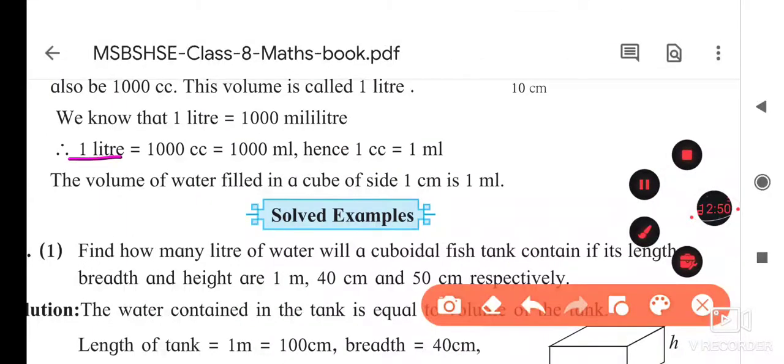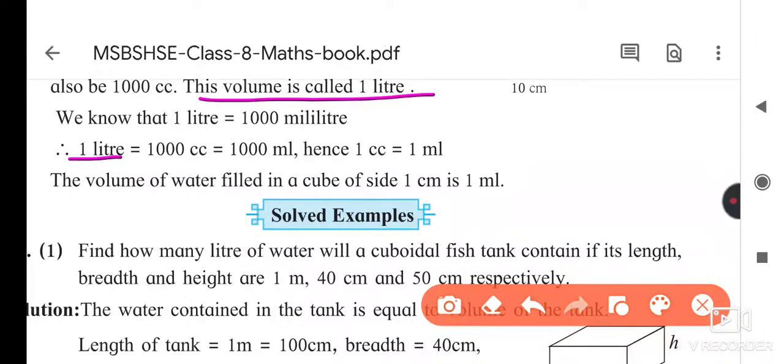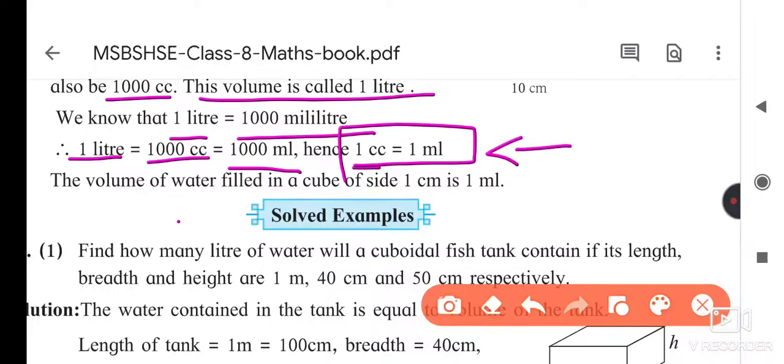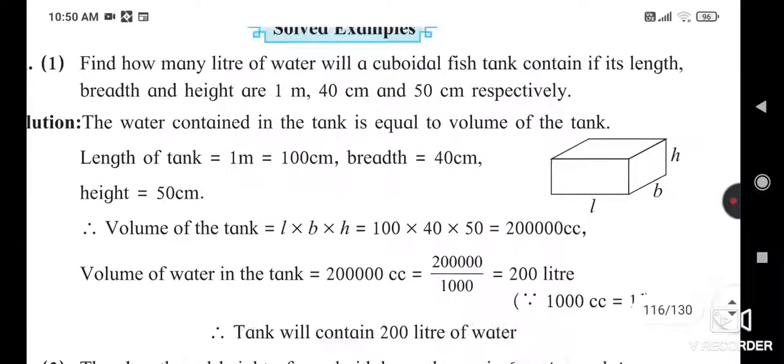Here, 1 liter is equal to how much? 1000 cubic centimeter is 1 liter. We know that 1 liter is equal to 1000 milliliter. And just now we found 1000 cc, cubic centimeter, means 1000 ml. Hence 1 cc is equal to 1 ml. Keep that in your mind. So 1 cubic centimeter is equal to 1 milliliter, and the volume of water filled in the cube follows this.